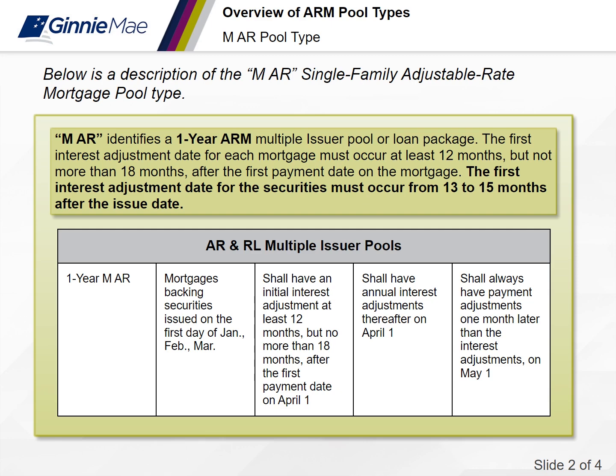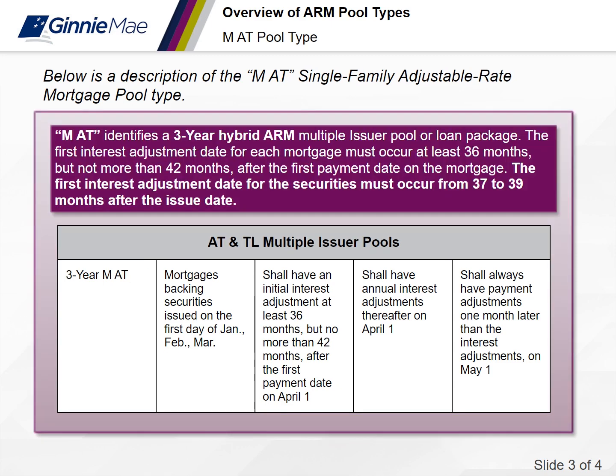Then we have the MAT, that's the 3-year ARM. So it's a hybrid ARM. The first interest adjustable date for each mortgage must occur at least 36 months, but not more than 42 months after the first payment date of the mortgage. And the first interest adjustable date for the security must be between 37 and 39 months after the issue date. You'll have to know: does this pool meet that criteria to go into our MAT pool? You have to make sure you're following those guidelines that you can find in the Ginnie Mae Guide itself.